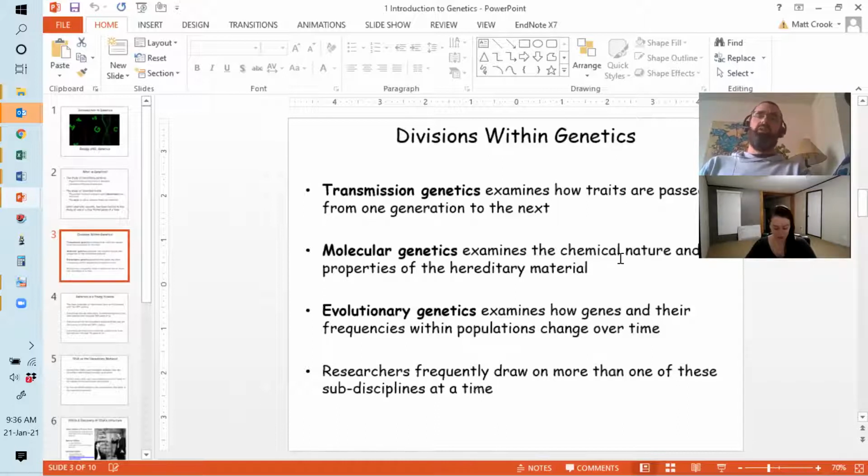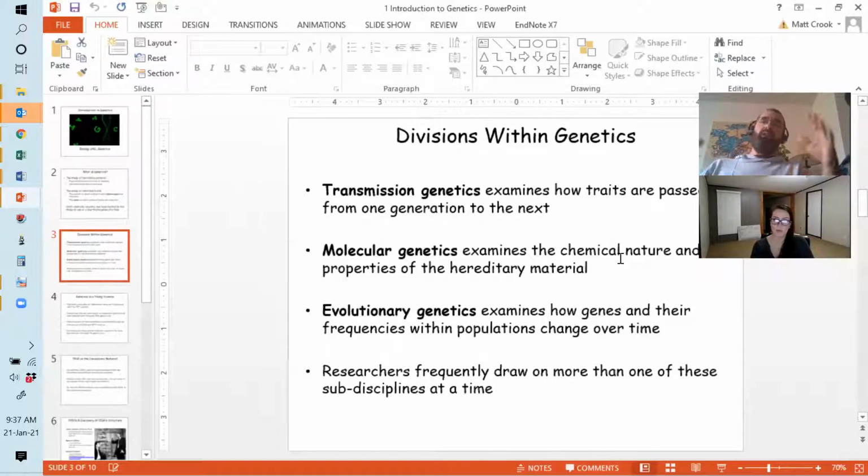Molecular genetics, which is more what I do, is essentially: what is that material made up of, and how does it get used? So that's all about DNA sequence, both within an organism and between species. How that DNA sequence is used, copied, mutated, stuff like that. Or RNA sequence as well, if you're looking at RNA viruses.